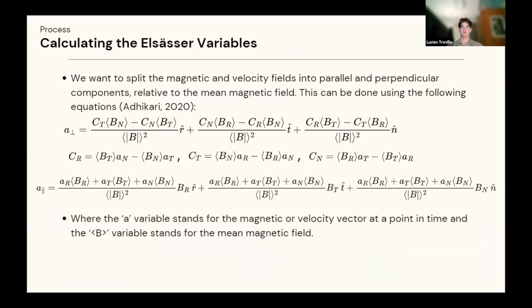The next step of the project was to calculate these variables called the Elsasser variables. Plasma physicists love these. We wanted to see also the difference between the parallel and perpendicular components of all of our variables. Using these equations from a paper from Adhikari, I split the magnetic field and velocity fields into parallel and perpendicular components relative to the mean magnetic field for a specific interval. If there's any questions, I can elaborate more on these equations, but they're just a lot.